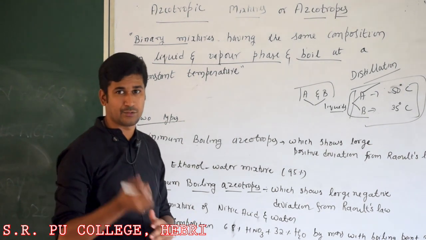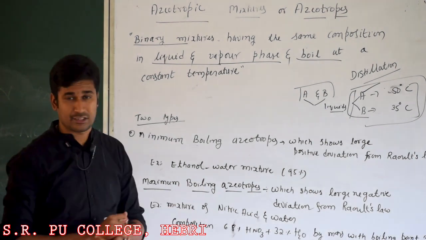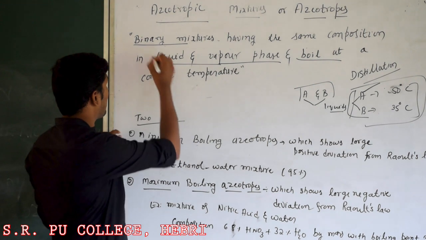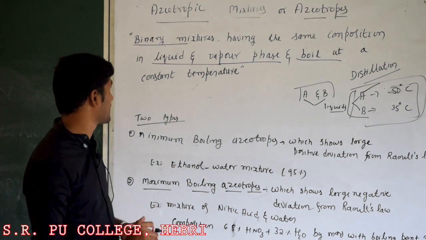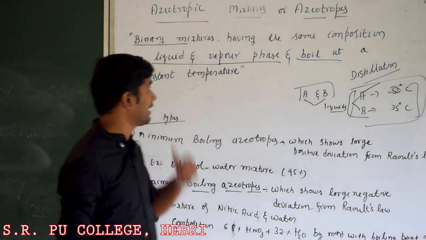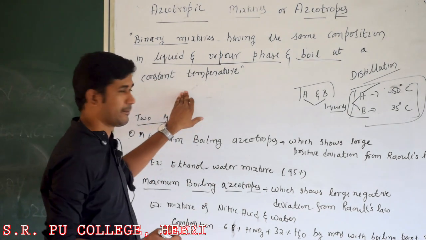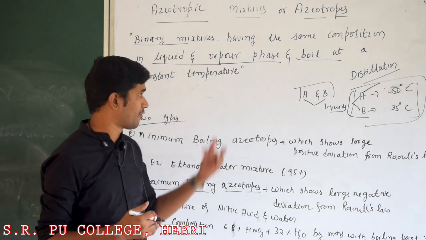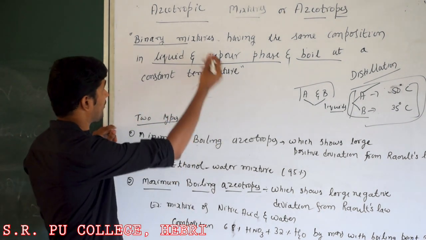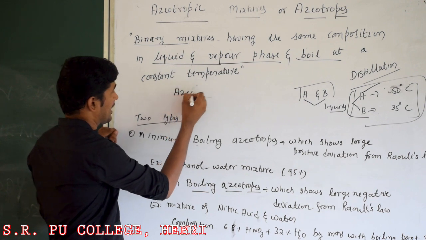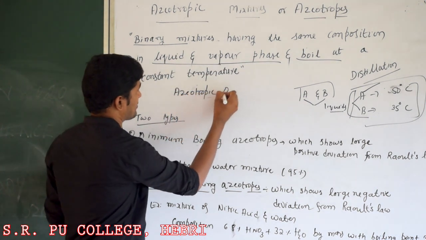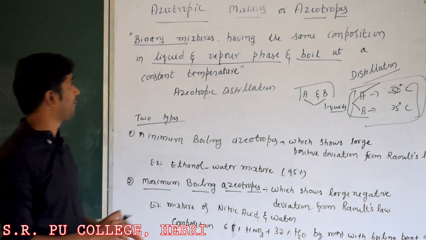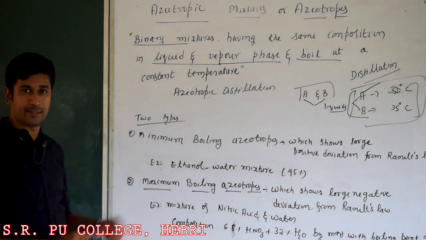In your exam they will ask you the definition: what are azeotropes or azeotropic mixtures? The definition is very simple. Binary mixtures having the same composition in liquid and vapor phase and boiling at a constant temperature. These cannot be separated by fractional distillation. For this, we have to use a special type of distillation known as azeotropic distillation. There are two types of azeotropic mixtures.